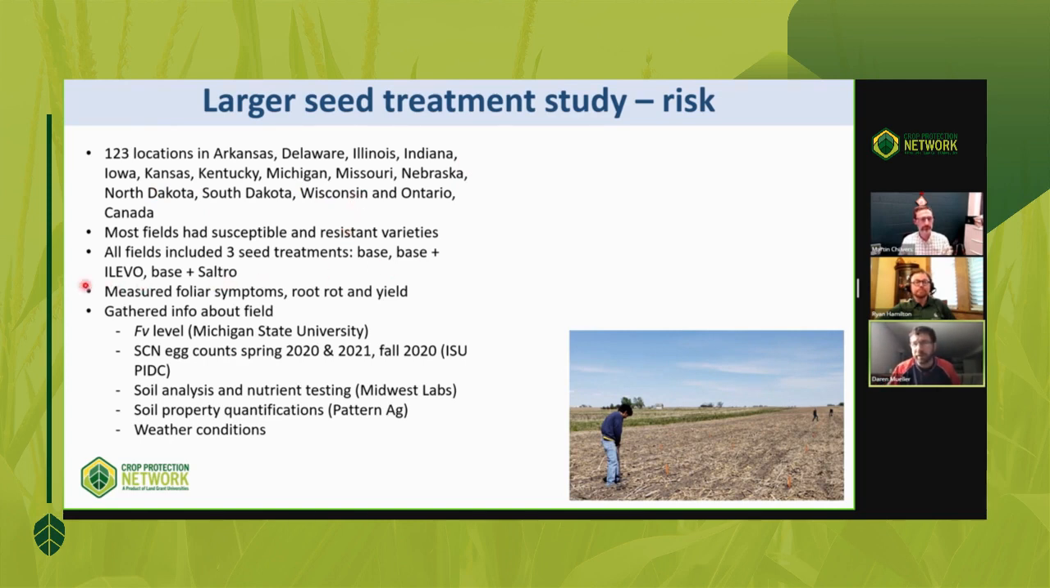And one or two varieties. If you had two, we wanted one to be susceptible and one to be resistant. And if you had one, it didn't matter.